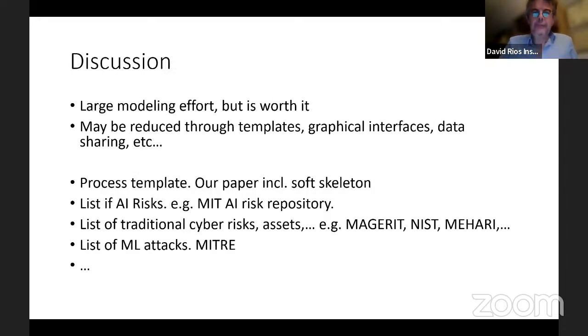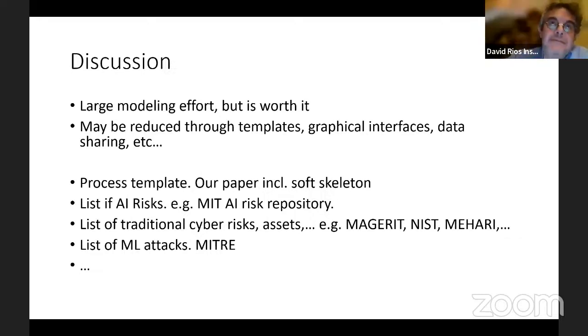So if you read the paper, you could see that this entails a very large modeling effort, but I would say it's worth it because the values at stake are large. But this modeling effort could be reduced through templates, graphical interfaces, etc.